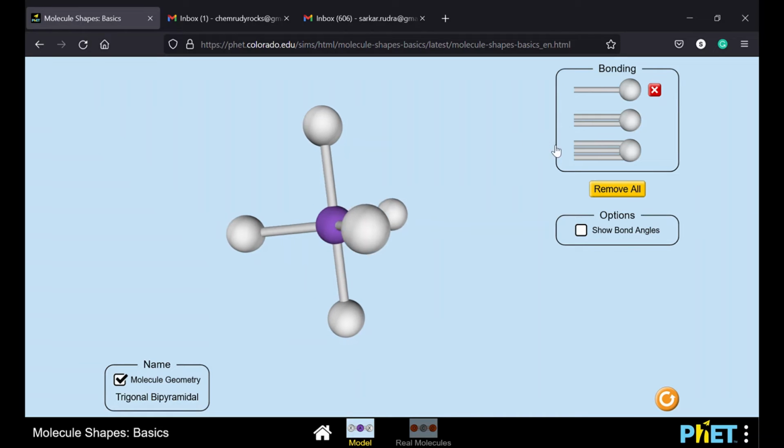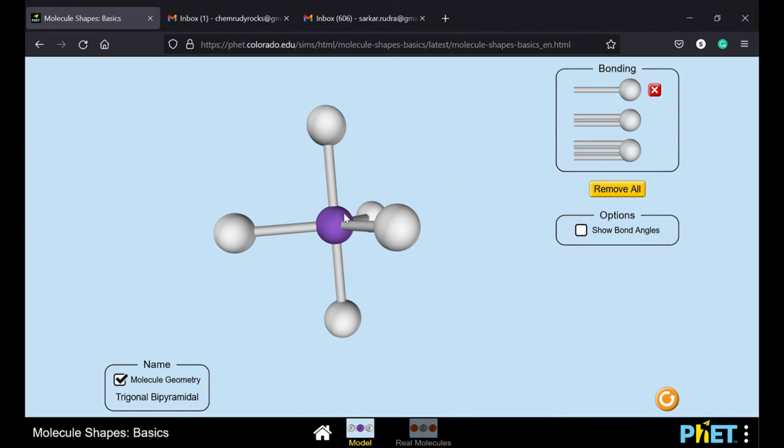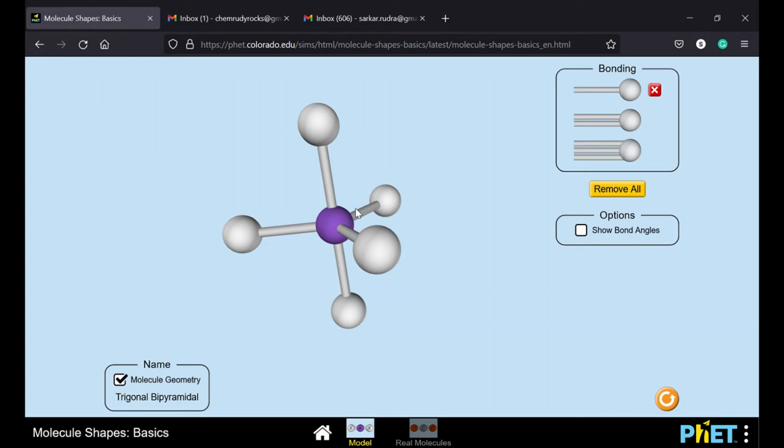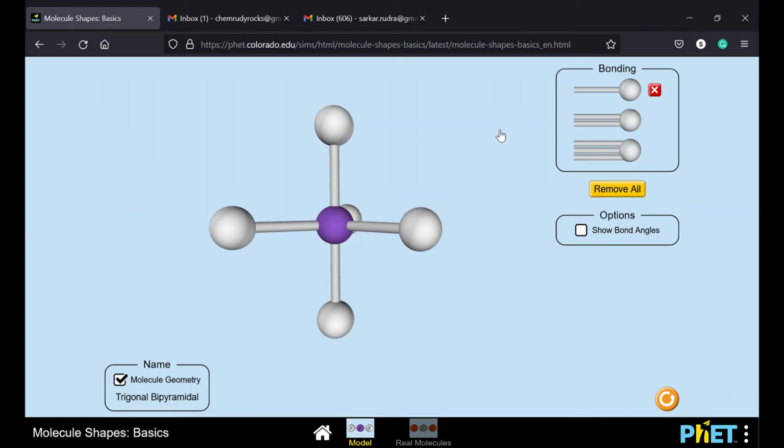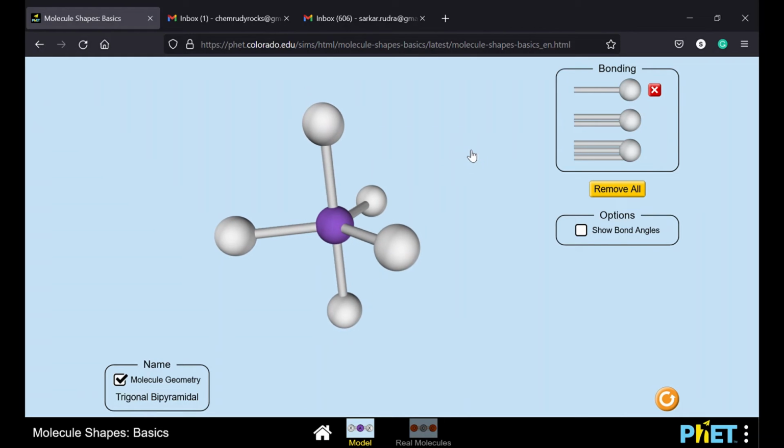In reality, this is an sp3d hybridized central atom. The axial bonds, that is the one on the top and the one below, are longer than the equatorial bonds, which are this one, that one, and that one. So this particular arrangement we are calling trigonal bipyramidal.